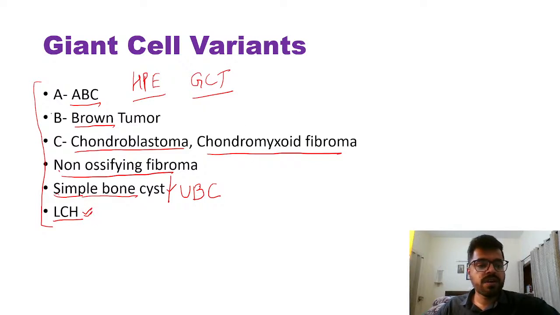So you can remember by some mnemonic if you can try. I tried ABC but couldn't form the rest of it. So you can think about something. A for aneurysmal bone cyst, B for brown tumor, C for chondroblastoma and chondromyxoid fibroma. And by cyst, we can remember if ABC is there, then simple cyst is also there. From fibrous lesions, chondromyxoid fibroma, and another fibroma is non-ossifying fibroma. So you can remember something like this.